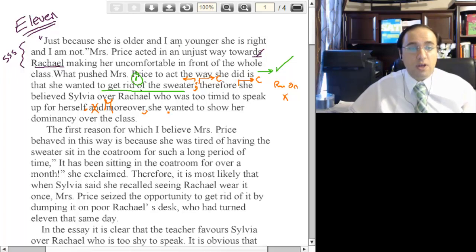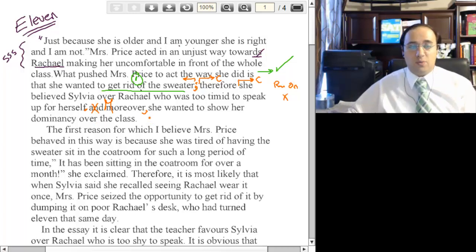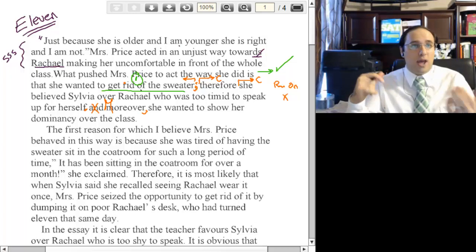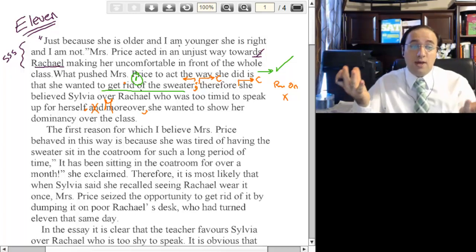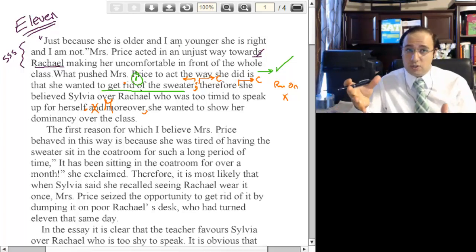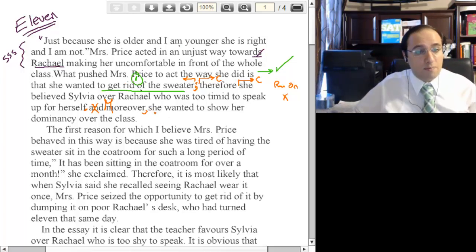Moreover, she wanted to show her dominancy over the class. Again, as I said last time, I know it's obvious that we're talking about Mrs. Price here. However, when we have a story that has two heroines, Mrs. Price and Rachel, they're both girls or they're both women, then it's better to name the person you're talking about more often than just using "she", so it doesn't become an ambiguous pronoun. So I would say something like, "Moreover, Mrs. Price wanted to show her dominancy over the class."